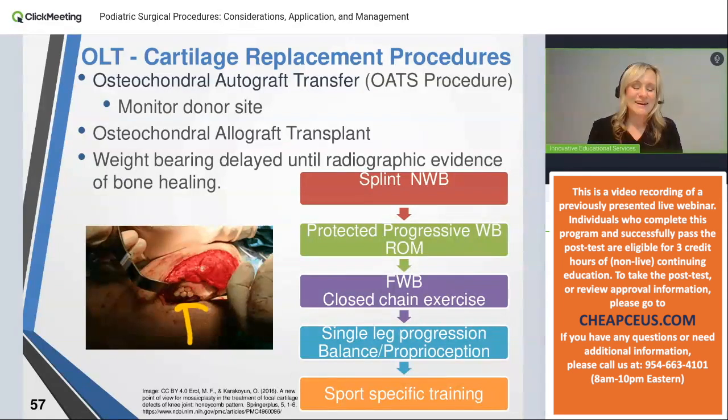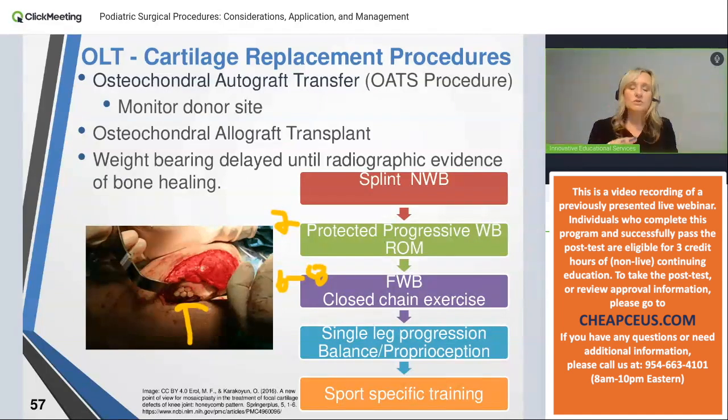So I was saying, the healing process that occurs for the OATS transfer. Post-op day 1, the patient is going to be non-weight bearing in some type of splint because we don't want movement there that can disrupt that healing. About 2 weeks out, we're going to start with some progressive protected weight bearing for that patient. It's going to be 6 to 8 weeks before this patient can be full weight bearing.